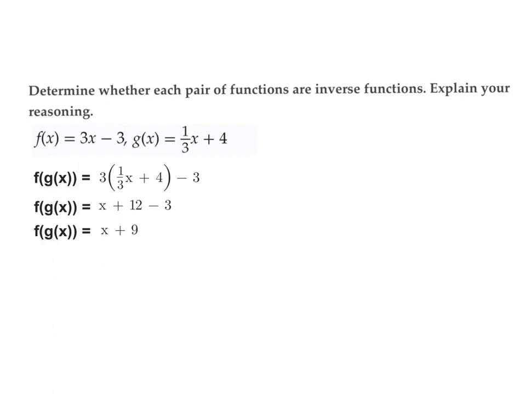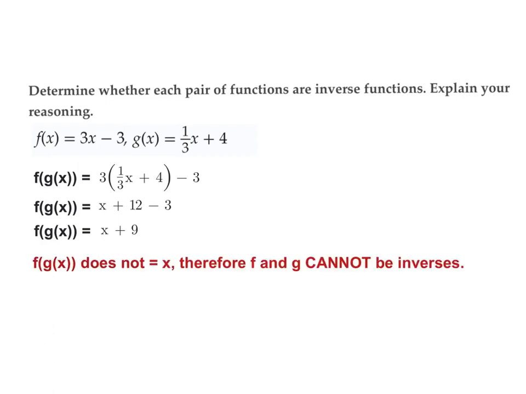There's no point in even finding g of f of x. Perfect. We don't need to keep going. It is not possible for f and g to be inverses because when I plugged it in and simplified it down as far as I could get, it didn't equal x. So I stopped. Okay? f of g of x does not equal x, therefore f and g cannot be inverses. What's in red there is your concluding statement.